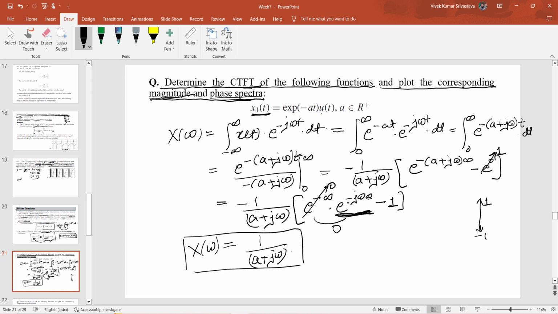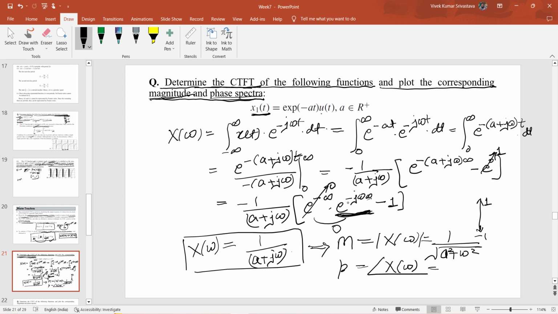So corresponding to this, we can calculate the magnitude, which is nothing but mod of X of omega. So once you evaluate, you will get it as 1 over the square root of a square plus omega square, whereas the phase we can evaluate as minus tan inverse omega over a. Okay, so that is how you can calculate the magnitude and phase of this Fourier transform that we have evaluated.